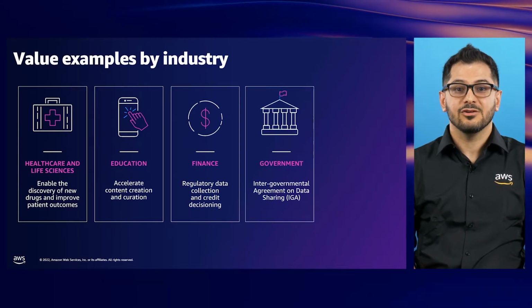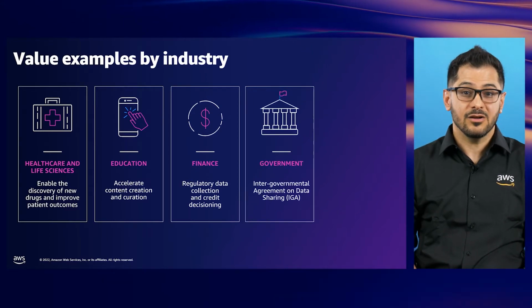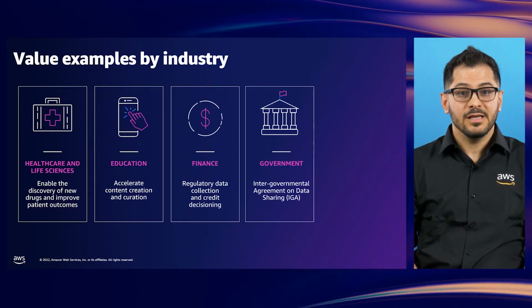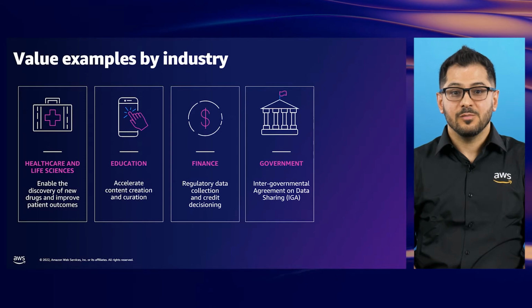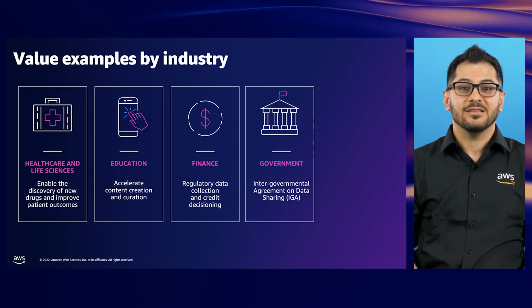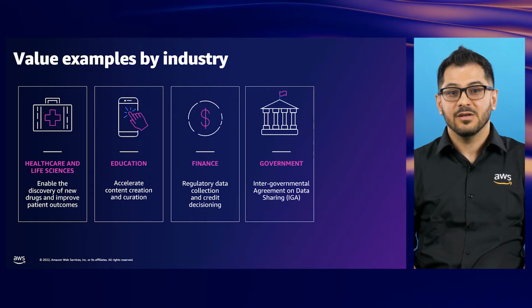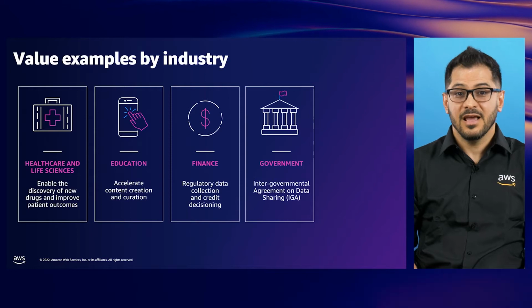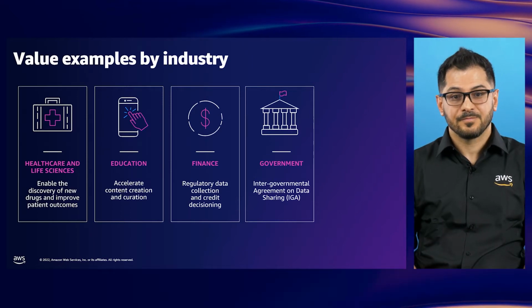Commonwealth and state and territory governments are able to implement the Intergovernmental Agreement on Data Sharing, or IGA, securely, cost-effectively, and in a shorter period of time. This framework helps with broader recognition of data as a shared national asset, and governments across Australia will be able to deliver more effective policies and services for Australians.